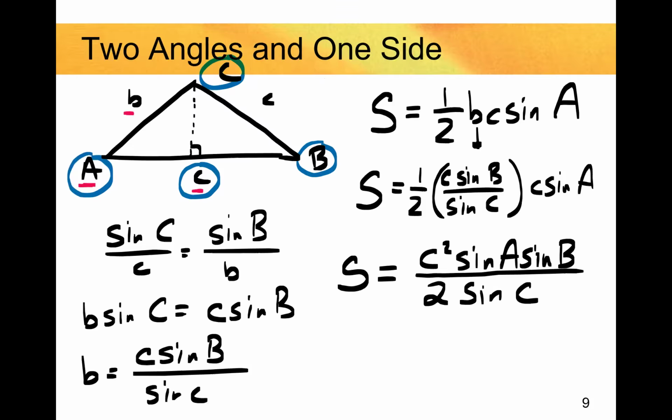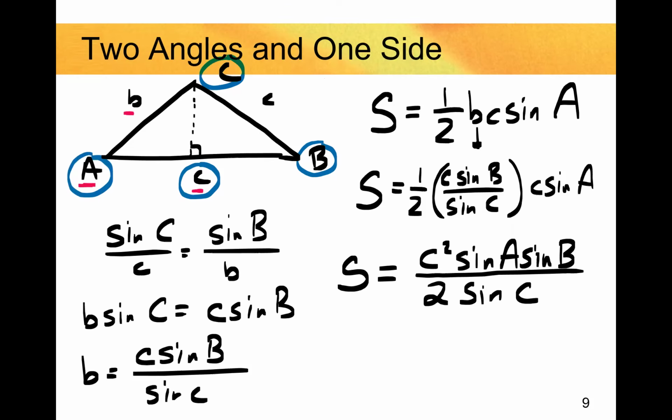Okay, let's see if this makes sense here. So I get a C over here, and this C, I'm going to multiply those together. It should give me C squared. On top, I have sine of A and sine of B. And then what I do is I just plug in the 2 and the sine C on the bottom. That is my formula.